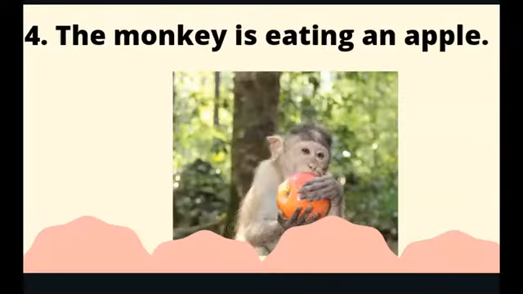Next one, the monkey is eating an apple. The monkey is eating an apple. Answer, predicate is eating an apple.